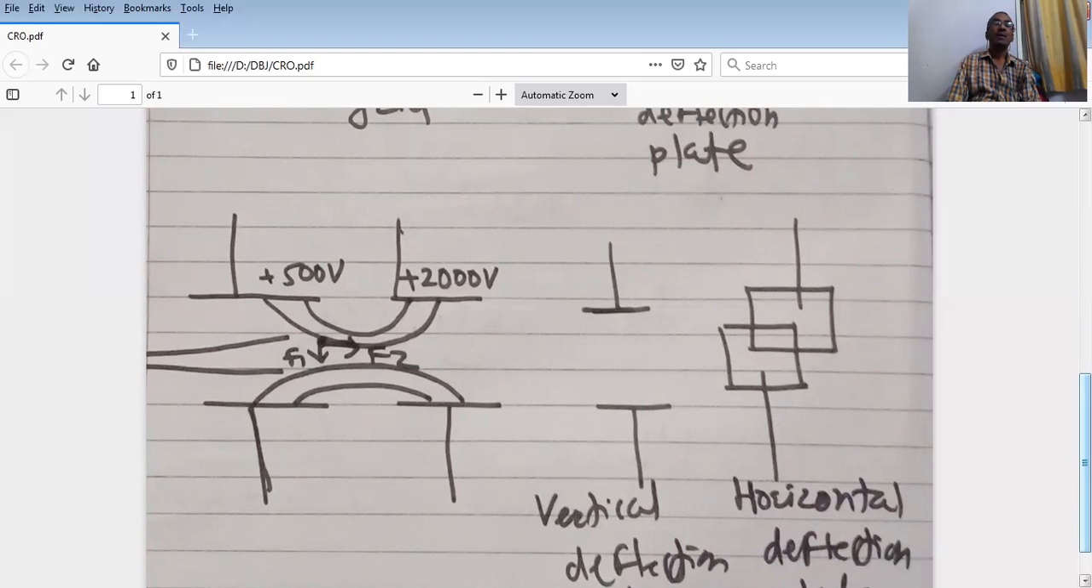Where the diverged beam of electron comes in contact with this electric line of force, then two forces are acting on the electron. Number one, F1, which is towards the center, which forces the electron beam towards the center.